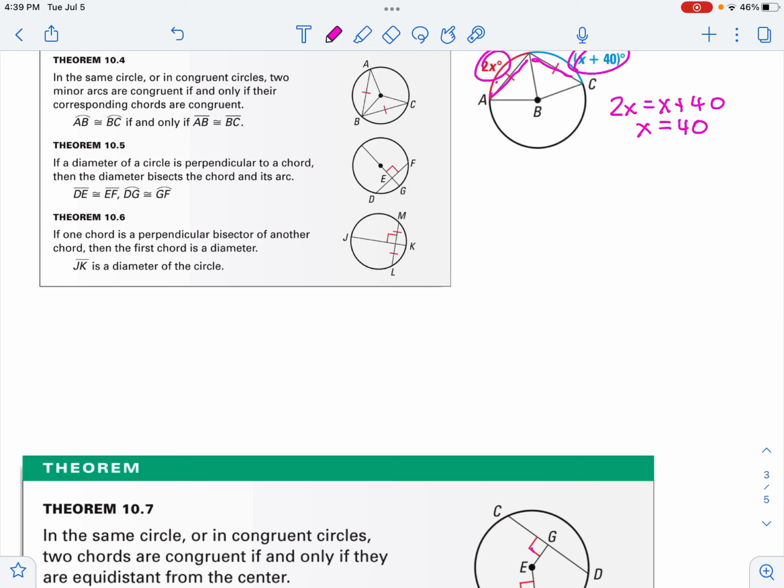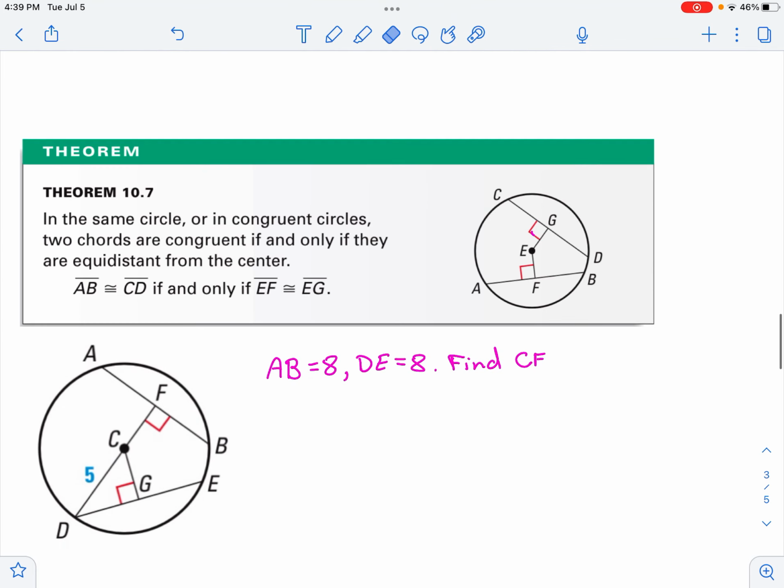Okay? Now, let's look here. Next one. If one chord is a perpendicular bisector of another chord, then the first chord is the diameter. Okay? So notice we have this thing right here. This chord bisects this chord perpendicularly. Then we know that JK is the diameter. Okay? Now going down here, 10.7.